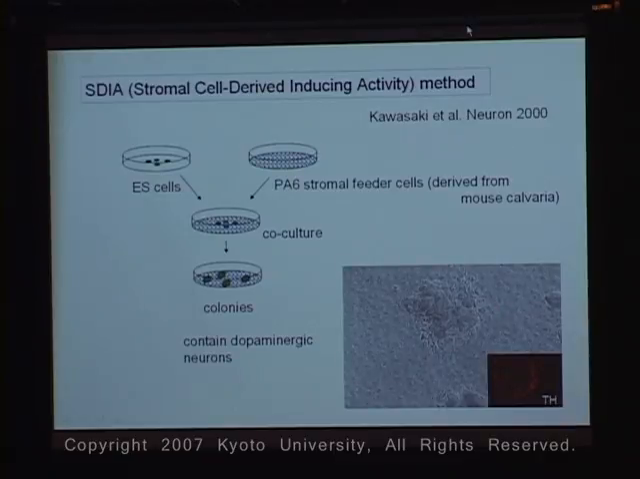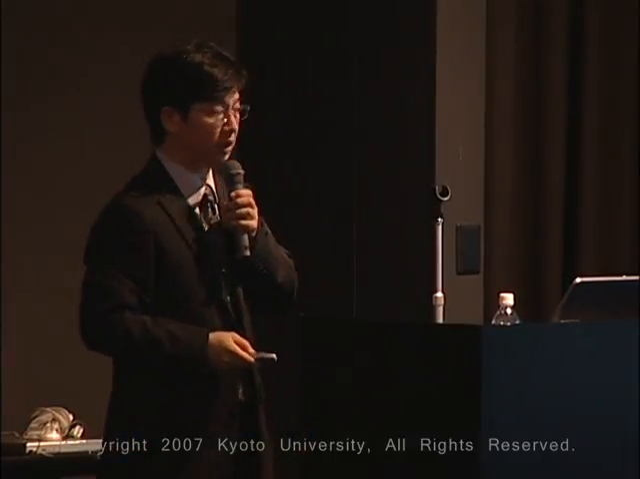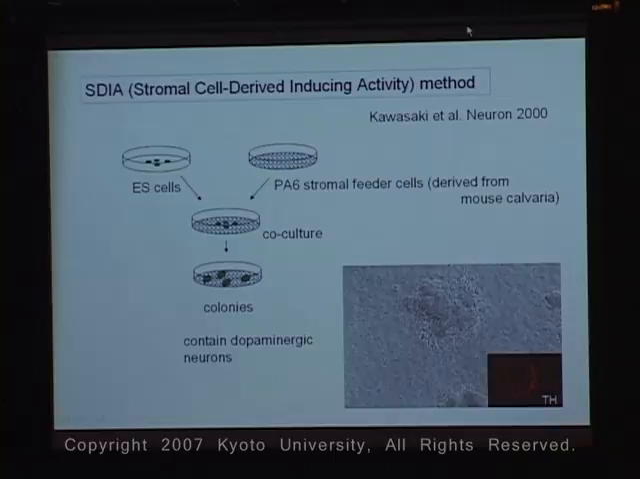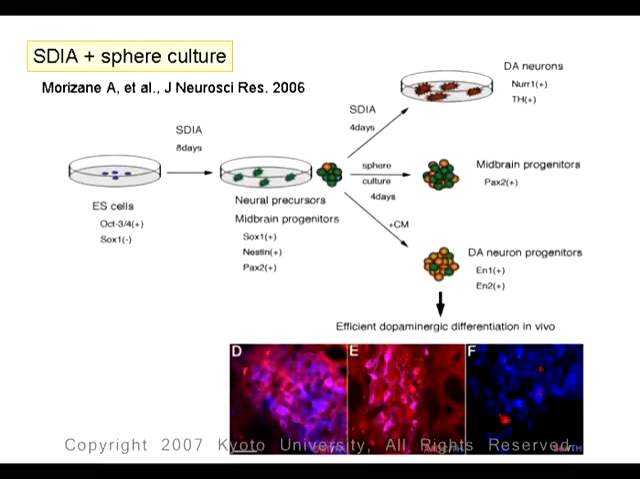The immunofluorescence study shows that there are Th-positive cells included in the colony, extending neurites. Th stands for tyrosine hydroxylase, which is the important enzyme to produce dopamine. So that means that Th is a representative marker for dopaminergic neurons. To obtain graftable cell populations, we modified the original SDIA method.